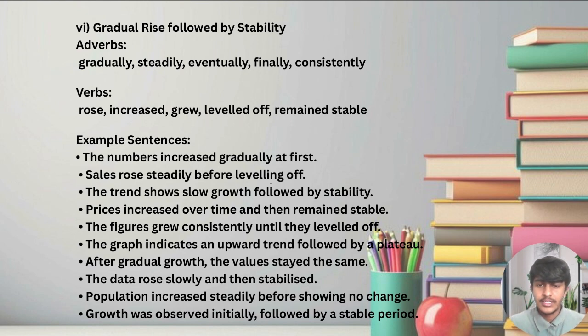Verbs like rose, increase, grew, leveled off, and remained stable. These verbs describe both increase and stability. Like we have to move to example sentences.